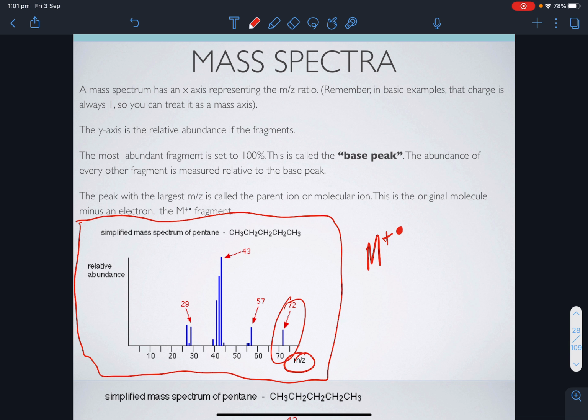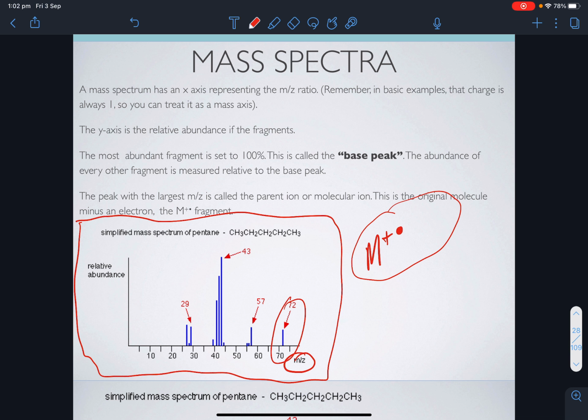Now, this isn't always true in real life, okay? In real life, you can put your sample in, and this charged radical of the original molecule may be so unstable that you actually don't see a blip for it on your mass spectrum. That is a possibility, but for beginners looking at a mass spectrum, they'll always give you something that gives the parent peak.